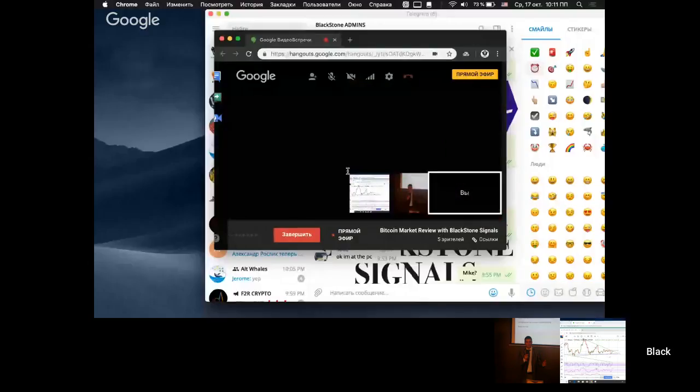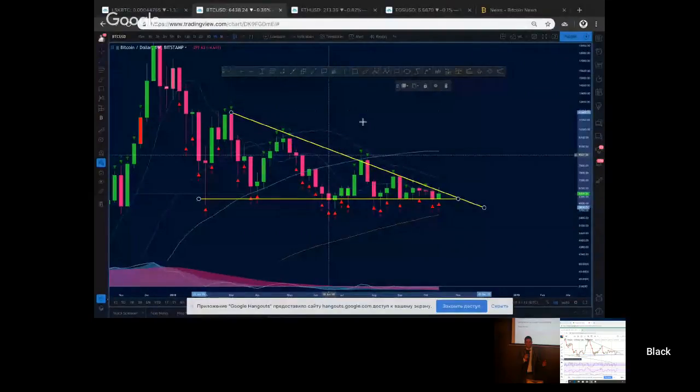Everything is working right. So okay, let's start with Bitcoin. I just opened the screen. I will turn on the screen share. Okay, so now the screen is sharing.